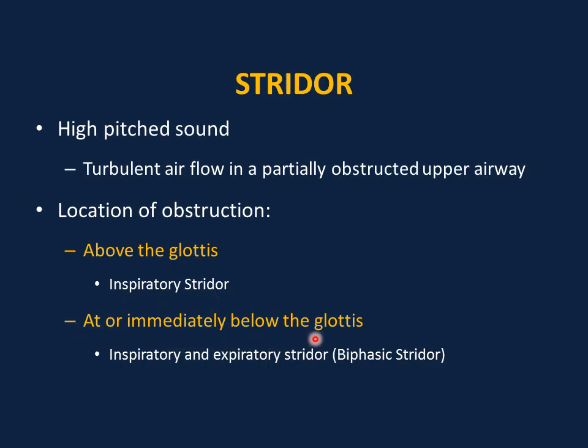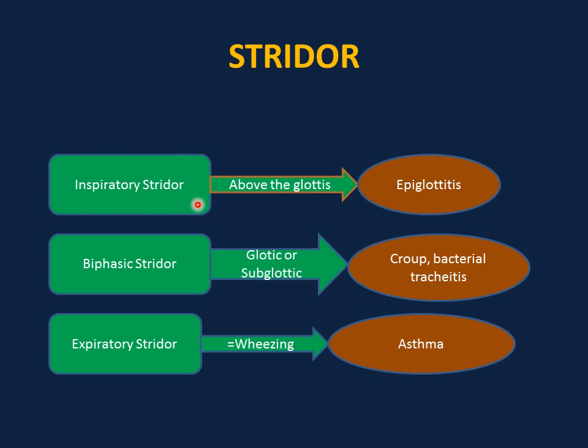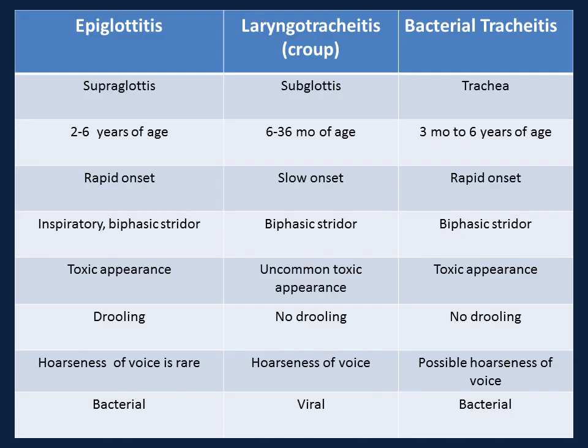At or immediately below the glottis will give you inspiratory, expiratory, or biphasic stridor. Inspiratory stridor suggests laryngeal obstruction or obstruction above the glottis. The classic example is epiglottitis. Biphasic stridor suggests obstruction in the glottis or the subglottic area, and the example of that is croup or bacterial tracheitis. Expiratory stridor suggests obstruction of the tracheobronchial tree, and expiratory stridor equals wheezing, and the classic example is asthma.